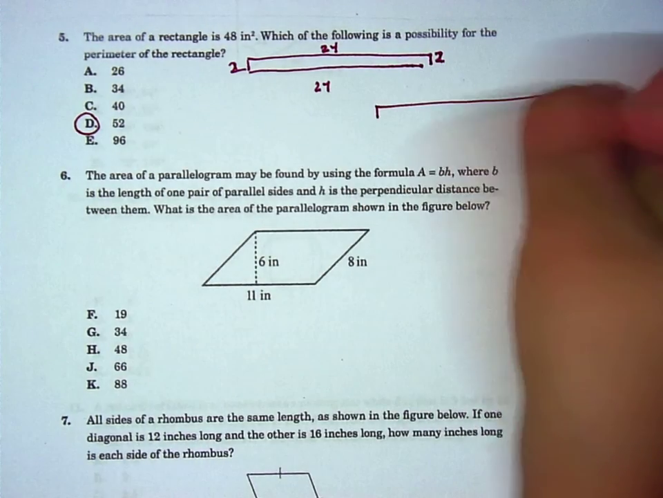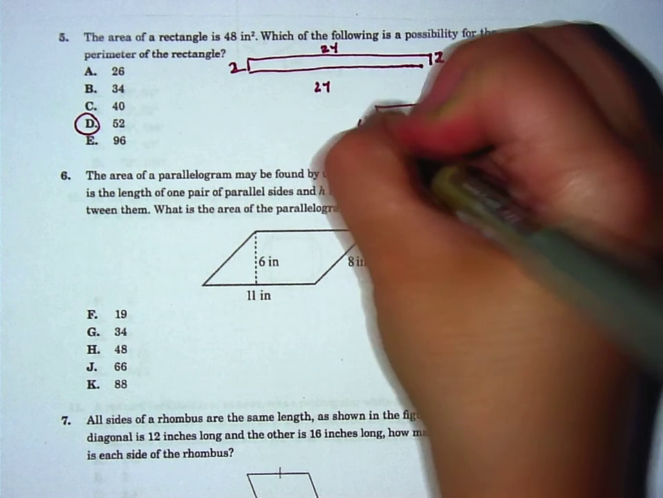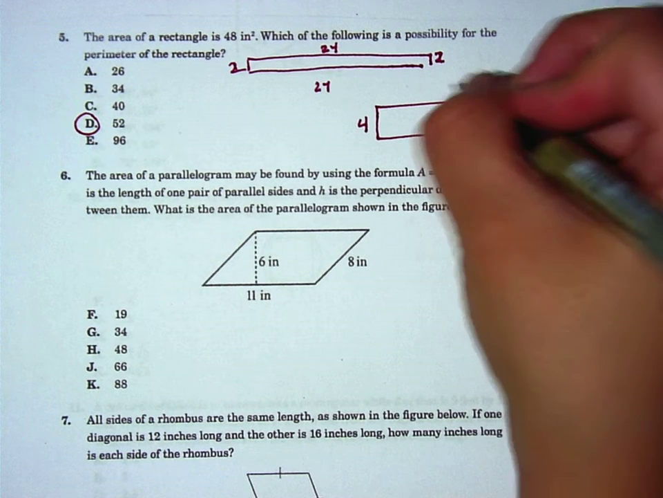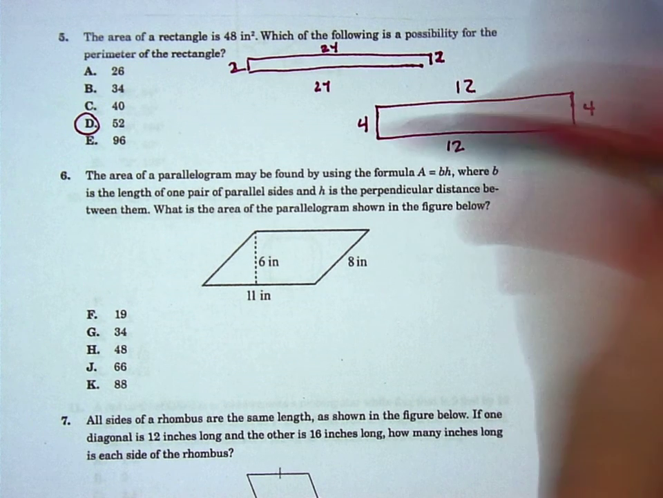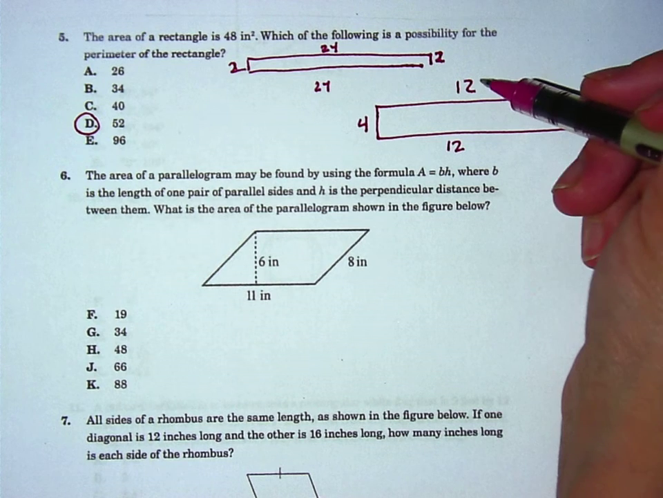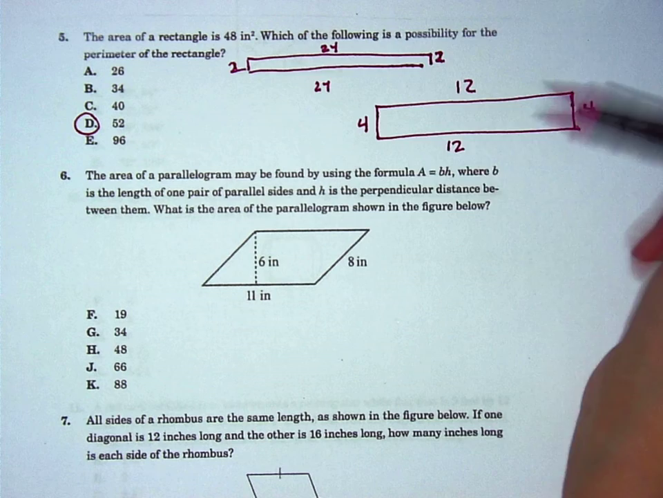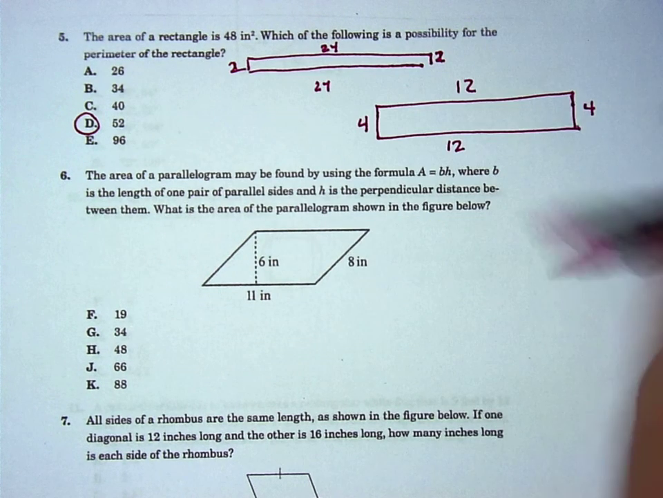But like, let's say you had done a different one. Let's say you had first said 4, because 4 goes into 48, and 12. Well, then if you took the perimeter and you added them all together, it would be, let's see, 4 plus 4 is 8, plus 12 is 20, makes 32, and 32 is not on the list. So basically they just want you to try out different sizes of rectangles, see what matches.